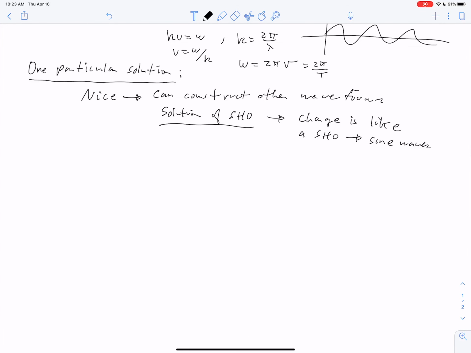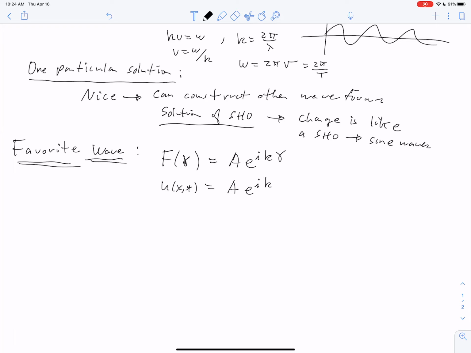But physically, the sine wave is our favorite, while mathematically, our favorite wave is this one. F of gamma is equal to a e to the i k gamma. And the reason we love this function is because it's mathematically so simple. So then now we have a wave u of x,t equal to a e to the i(kx minus omega t). So this is really our favorite wave, our mathematical expression.